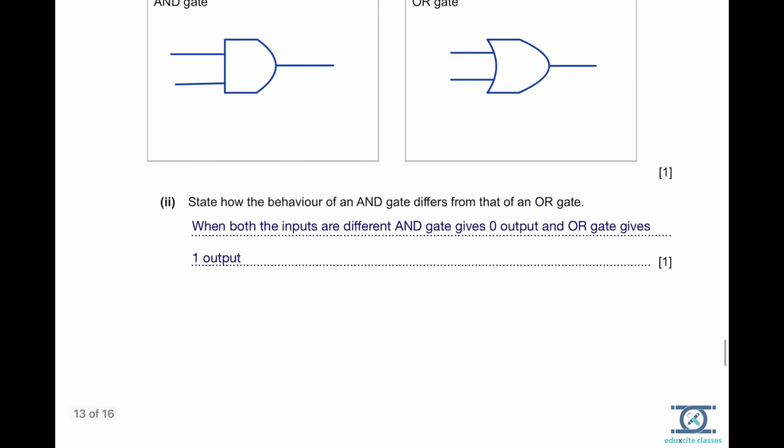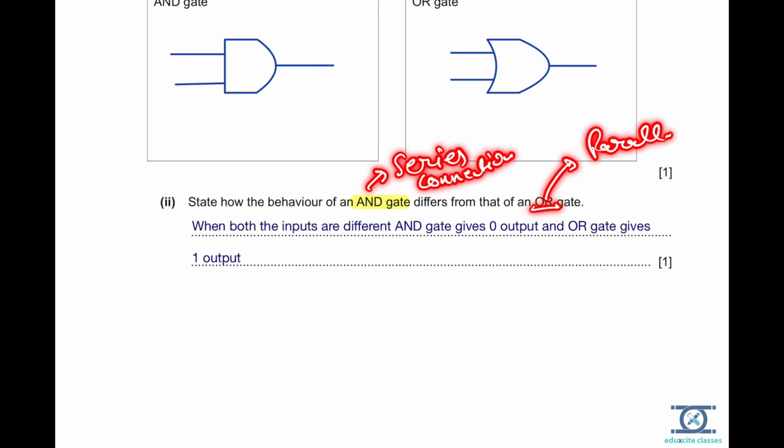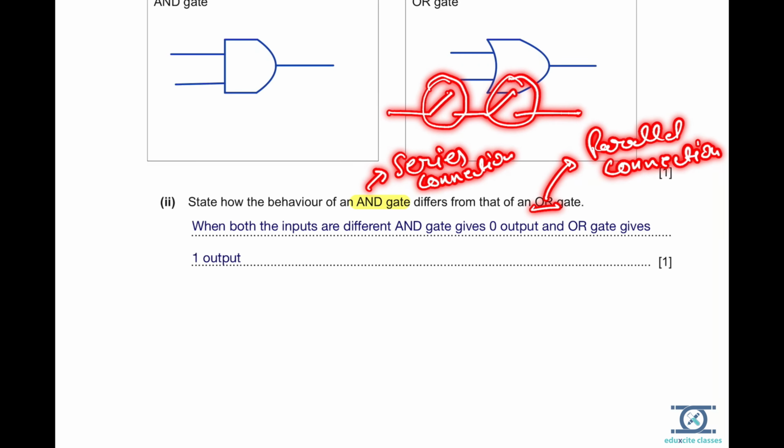State how the behavior of AND gates differs from that of an OR gate. So I always tell my students that an AND gate is similar to the series connection and an OR gate represents the parallel connection. What do I mean by this? It means that if in a series connection I have two switches, only the current will pass when both are closed, and closed means 1 1.